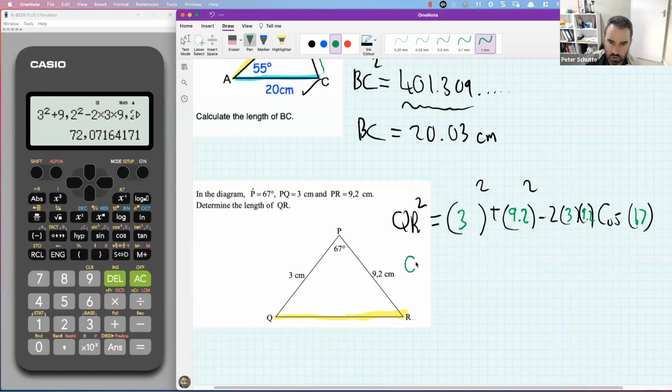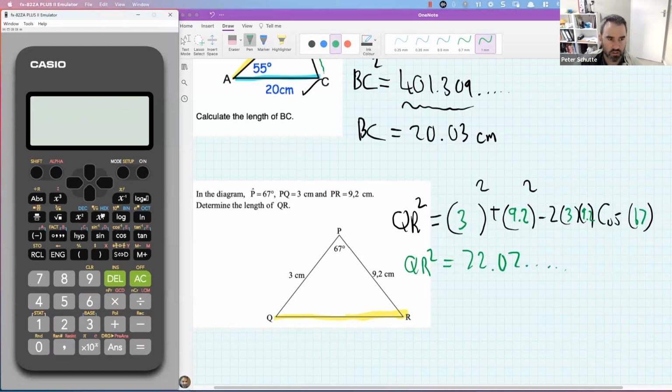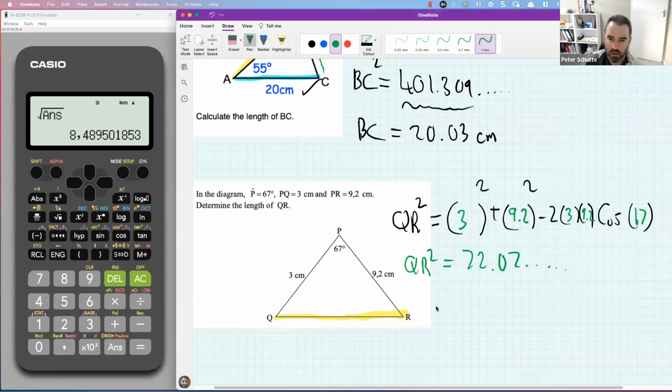What I still need to do is I need to get QR. At the moment, this is QR squared. And I know this is still stored in my answer. Oh, I hope maybe it isn't what's in the answer. Oh, it's still there. Yeah, good news. So I go square root answer, and I get QR is 8.49 centimeters.